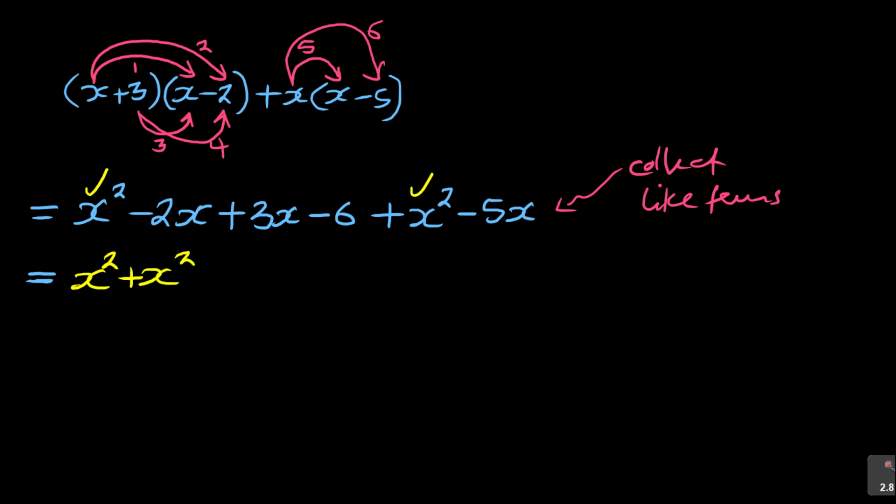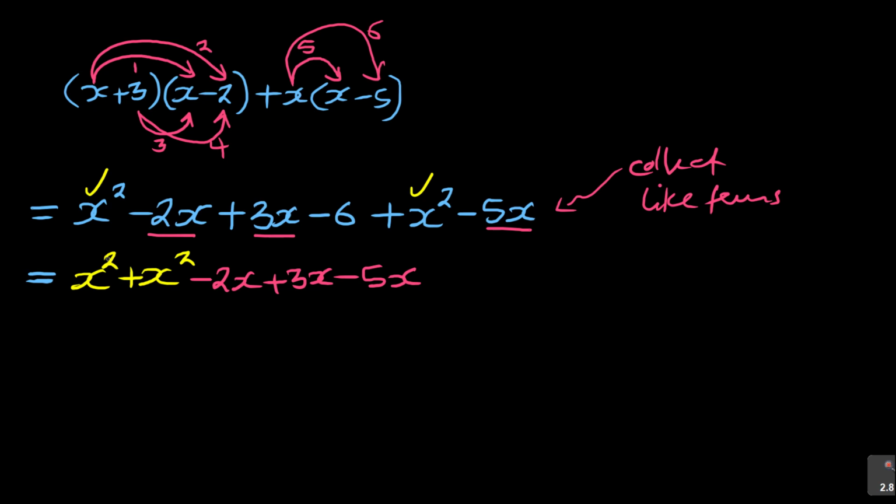Alright, so we're done with the x squared. Now look at the x. If I look at that, and that, and that, so what do I have? Minus 2x plus 3x minus 5x.